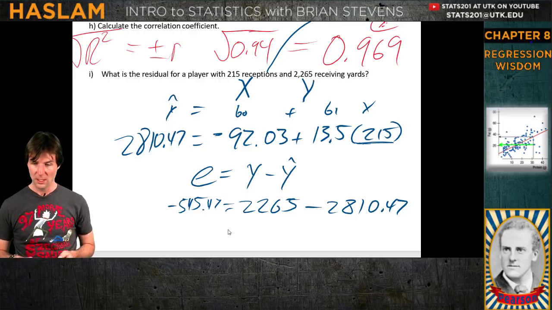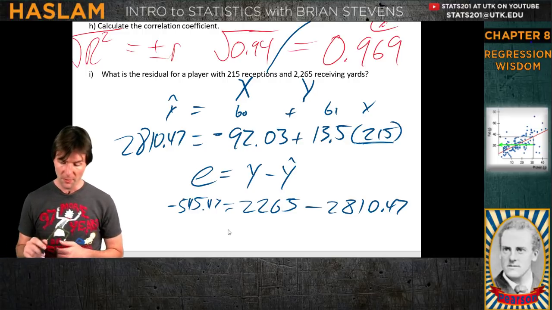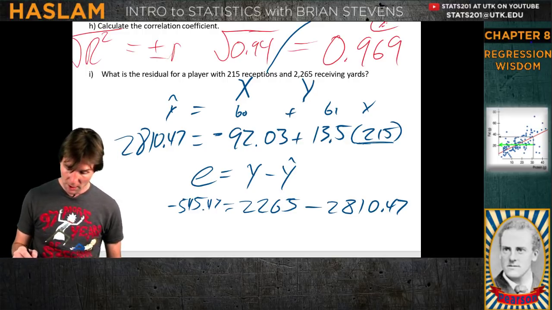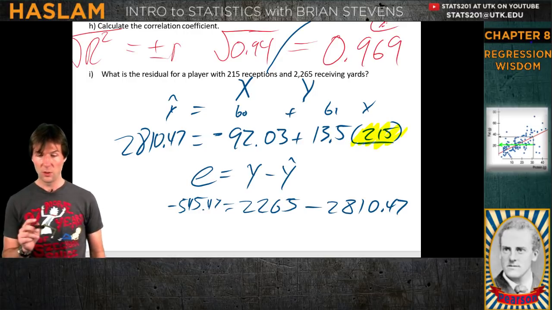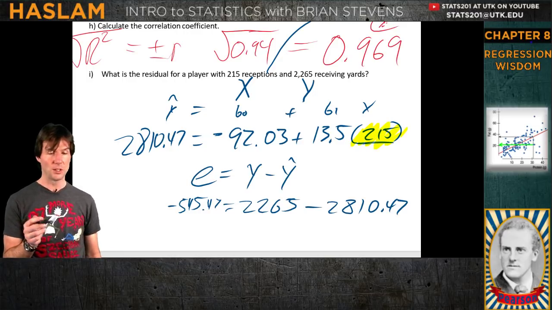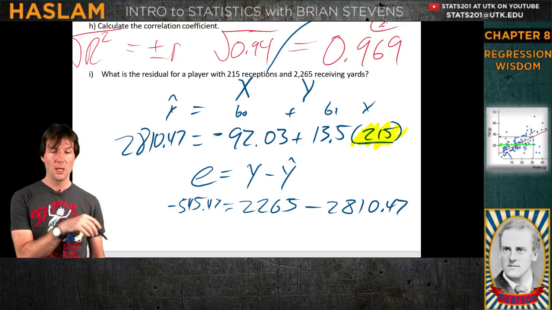I think people are giving answers here. Where did you get the 2810? That is by plugging in the value of their receptions and using the equation right there. Great questions in the chat. Keep asking those questions. How did you get this? This was plugging in their x value into the equation and then solving it.